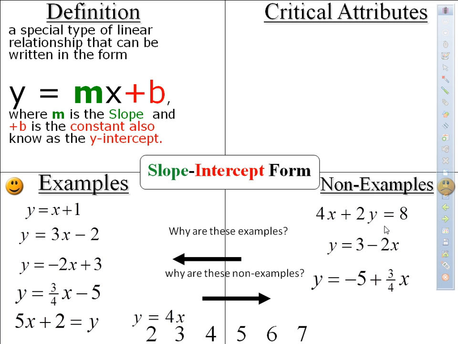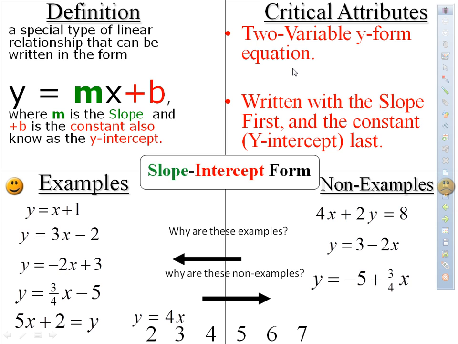Who remembers the name of this form? When both variables are on the same side. No. This is standard form, with both variables on the same side. So things to remember about slope-intercept form. Number one, it's a two-variable y-form equation. Write that down. And number two, it is written with the slope first and the constant, which is the number, last. And what is the constant? The y-intercept. Write that down, please.